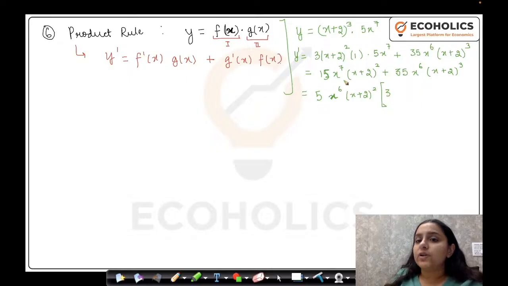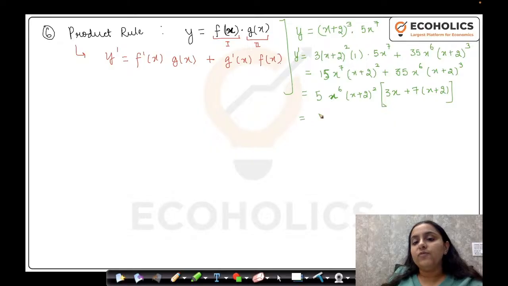So 3 is left. x raised to the power 7 में से x6 is out. So x is only left. (x plus 2) square entire is out. So I will not write anything. 35 में से 5 is taken out. So 7 left. x6 में से x6 out. (x plus 2) cube में से (x plus 2) square is out. So (x plus 2) is left only.